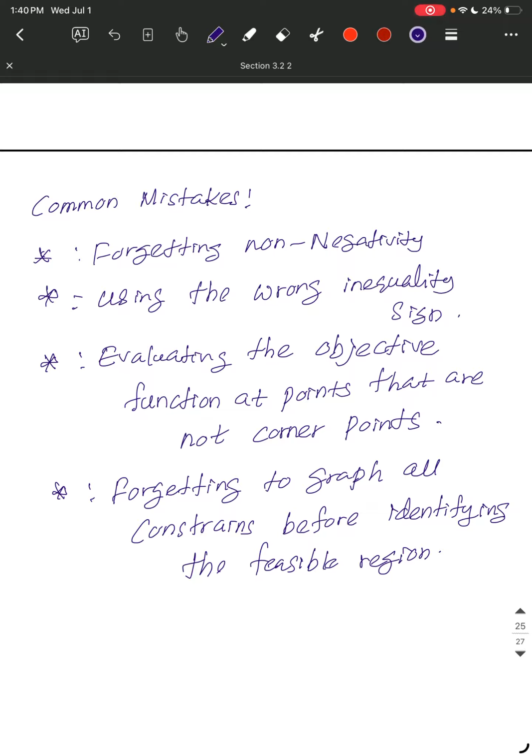Okay. So let's summarize today's lesson. Today we learned how to solve linear programming problems using a systematic approach. We learned how to define decision variables, write an objective function, translate word problems into constraints, graph the feasible region, identify the corner points, and evaluate the objective function to find the optimal solution.